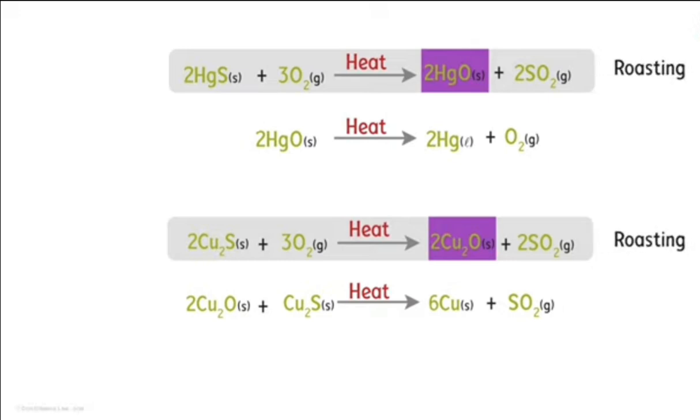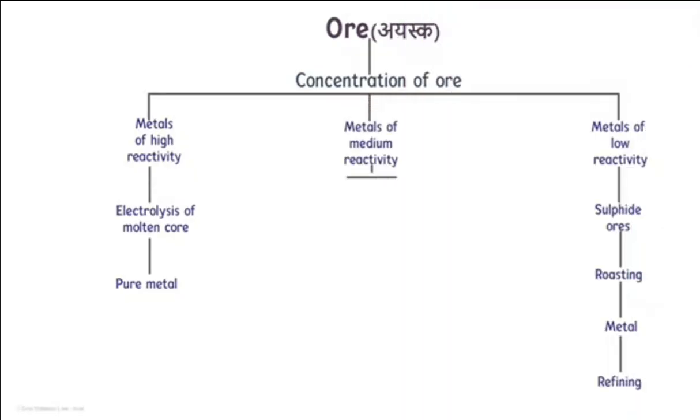So, the ores of the least reactive metals are heated in excess of air to get the metal oxides. And this process is called roasting. Now let us discuss the metals of medium reactivity. For the metals of medium reactivity, the ores can be carbonate ore or sulfide ore.